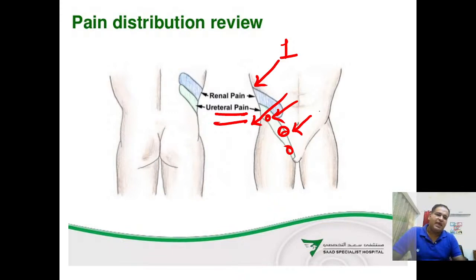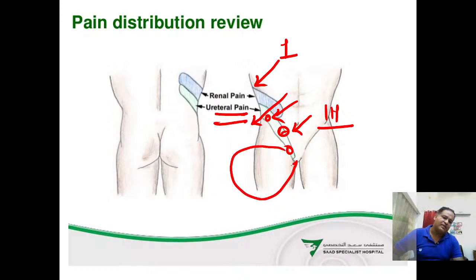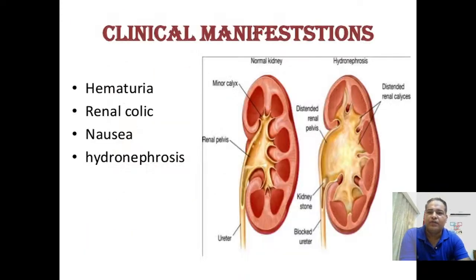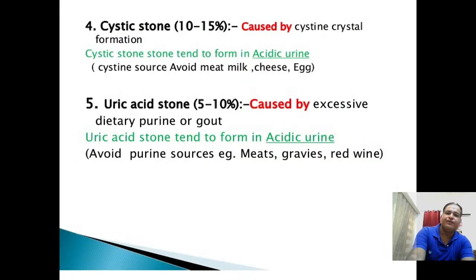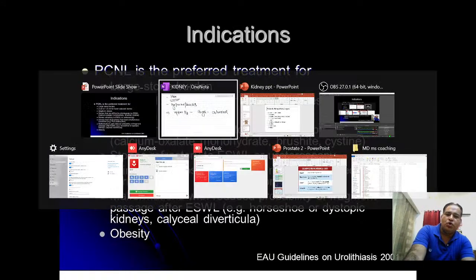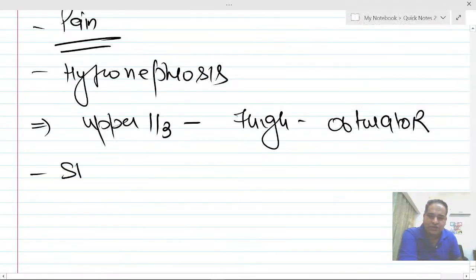So this pain can travel through the ilio-hypogastric nerve. If there are stones present in the lower third, pain can radiate to the perineum. Now this sensation might be carried by the ilioinguinal nerve. Also, your patient can have strangury.